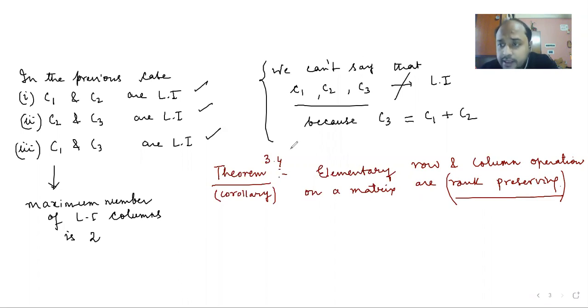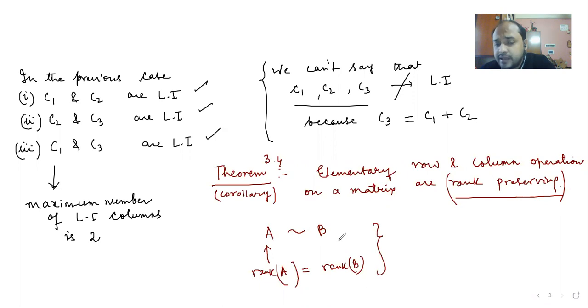You already know what elementary row and column operations are. Yes, rank will not change. So if I transform a matrix to another matrix, suppose after an elementary row operation a matrix is transformed to another matrix B, then the rank of this matrix will be exactly equal to the rank of that matrix. Okay. Question is, why should we transform?